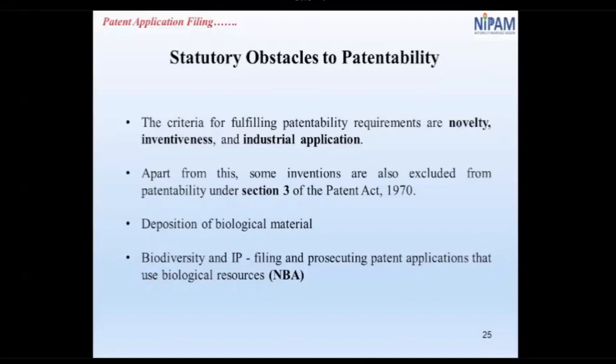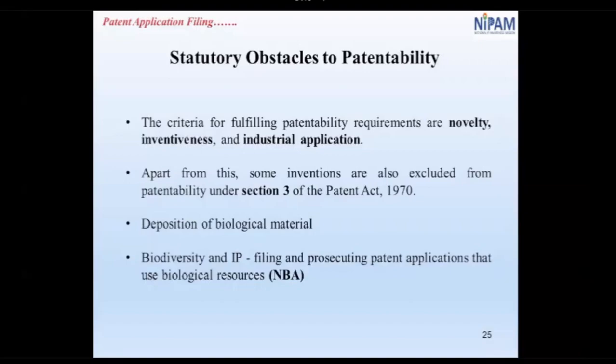So there are so many hurdles. To give that right to a particular person, he should be a deserving one. That's why there are some statutory hurdles. We are checking all the parameters. We are checking whether your application is fitting as per the law or not. But still there are some statutory hurdles to get a patent. So today we will discuss all the statutory hurdles. Then we will discuss different types of case studies and how these statutory hurdles really saved the Indian IPR ecosystem in the past decade. So let's talk about the statutory hurdles of patentability.